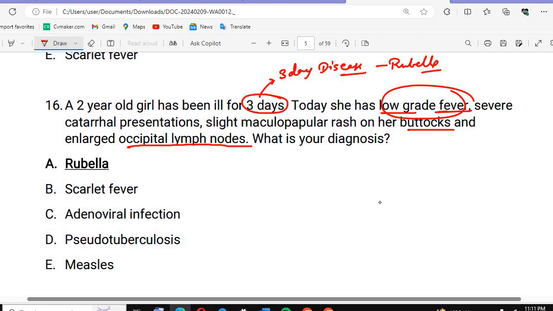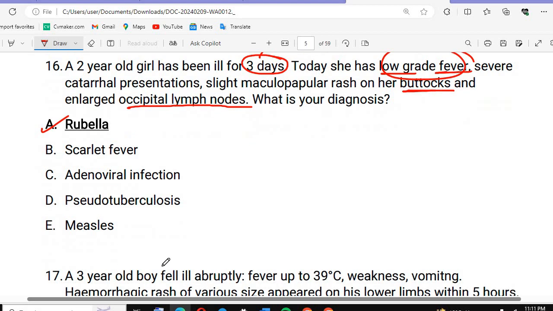So that's why, sir, there is a low grade fever. Severe catarrhal presentation, yes, sir, there will be severe catarrhal presentation. Catarrhal means inflammation will be there, like conjunctivitis. This is again inflammation. Slight maculopapular rash on her buttocks and enlarged occipital lymph node. Yes sir, maculopapular rash, like a fine pinkish rash on the buttock, and that will be rubella.